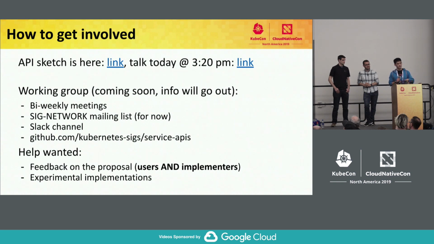We intend to have bi-weekly meetings, use the SIG-Network mailing list for now, until people tell us we're spamming them too much. And then also create a Slack channel, and there will be a repository in which all the spec working issues will be held. So really, this is feedback on the proposal. We want to hear from users and implementers. In fact, when we had the session on Tuesday, I think, we went into a deep dive, and there was one user, thank you for coming, and it was very helpful to hear their voice. And of course, we want to see experimental implementations as well.